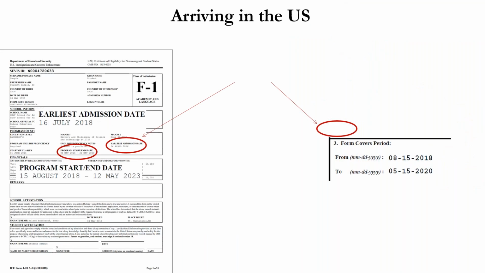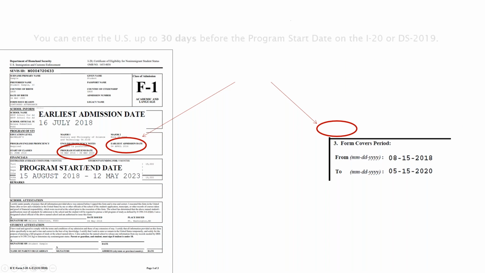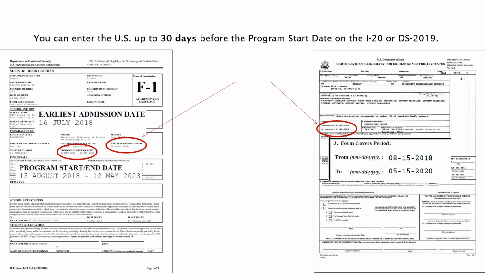Okay, and in terms of arriving in the US, on the I-20 you have your earliest admission date, which is the earliest date that you can arrive in the US, and the program start and end date, so when you will actually start your studies. They have similar information on the DS-2019. So you can enter the US up to 30 days before the program start date on the I-20 or DS-2019. Okay, and that's where you can find it on the DS-2019.